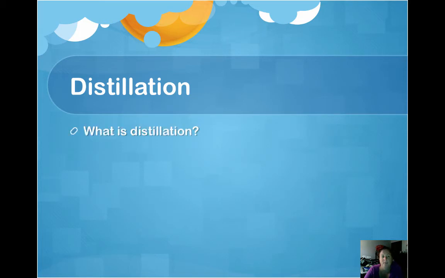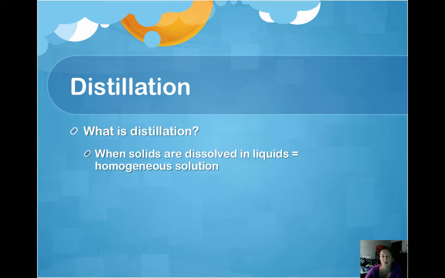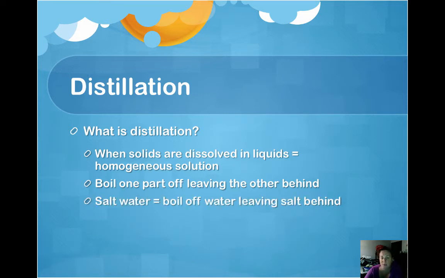Distillation. Distillation is used when solids are dissolved in liquids, like a homogeneous solution. Distillation can be used to boil off one part of this mixture and leave the other behind. So you could use this for salt water. Even though the salt is dissolved and you can't see it, it's completely homogeneously mixed. When you boil off the water, the salt is left behind.